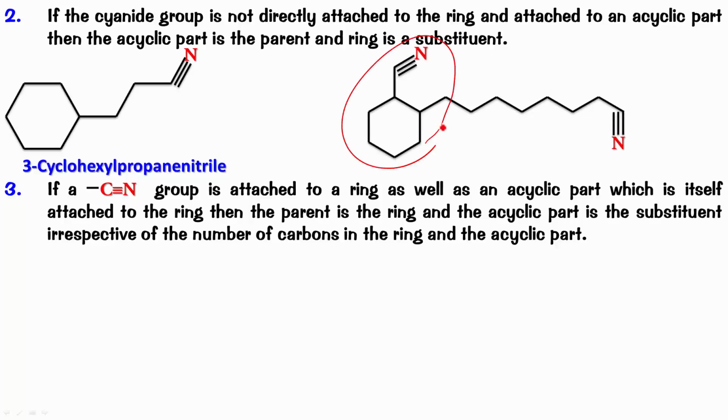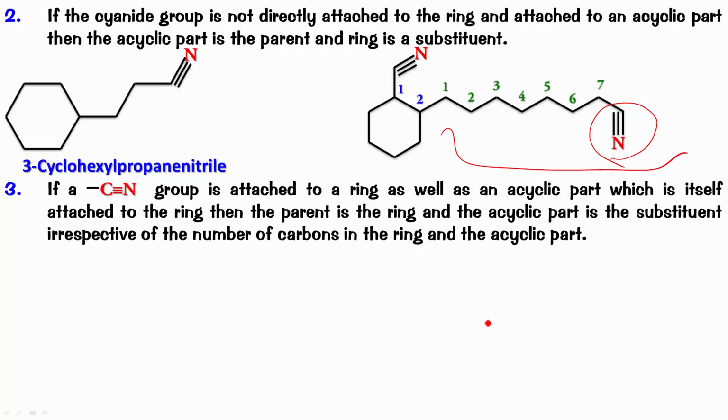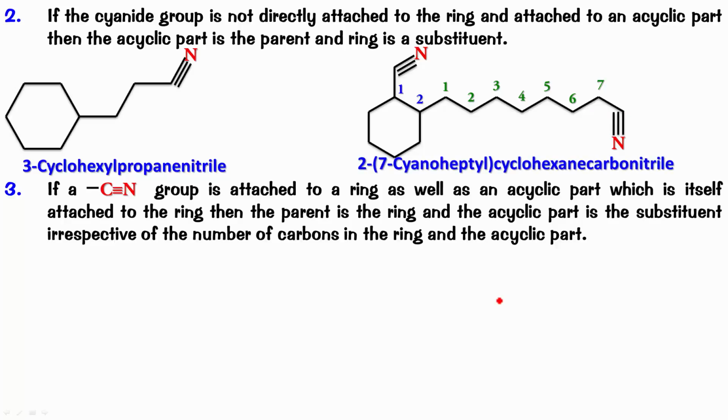So this is the parent, cyclohexane carbonitrile, and this is the substituent. Let's do the numbering. This is the numbering of the ring, and this is the numbering of the side chain. So the prefix for CN is cyano. So it's cyano sitting at 7 and this entire thing is sitting at 2. So this is going to be 2-(7-cyanoheptyl)cyclohexane carbonitrile.